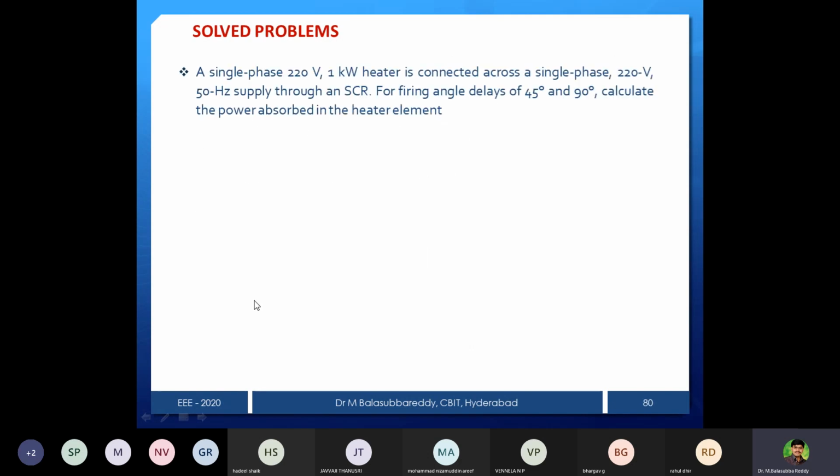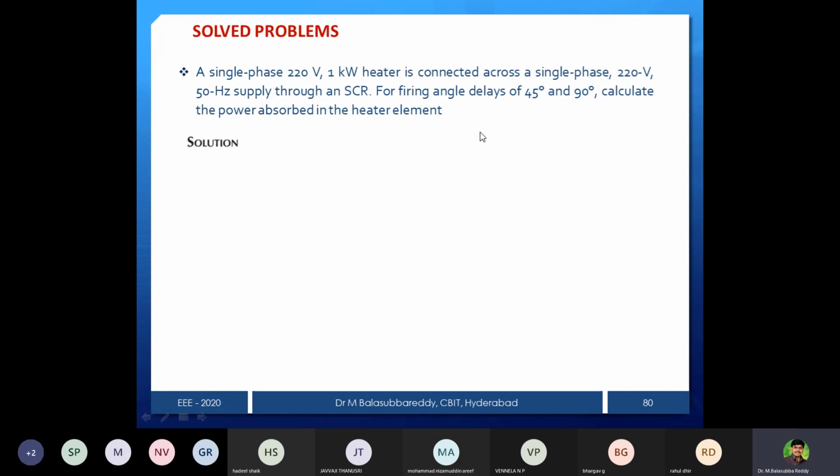Now we'll see the next problem. Again in the problem, you have to identify two things: what is the controller, what type of load, and what is the alpha. All these things are very important to substitute in the formulas. A single phase 220 volts 1 kilowatt heater is connected across a single phase 220 volts AC supply through an SCR. For firing angle delay of 45 degrees and 90 degrees, calculate the power absorbed in the heater element.